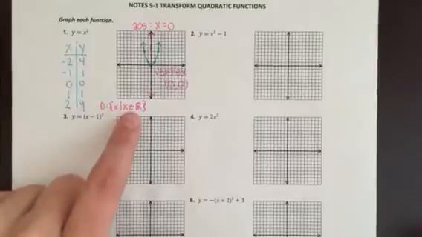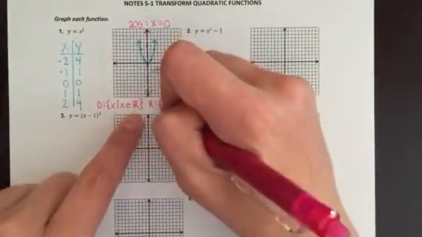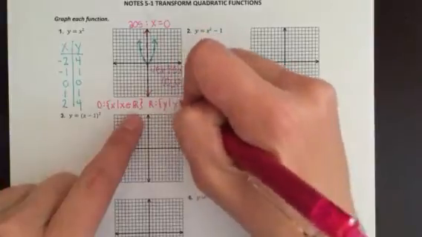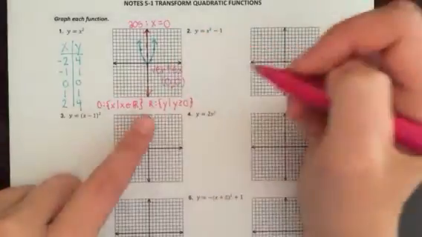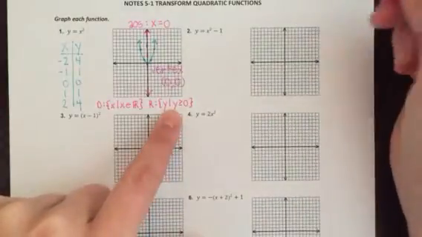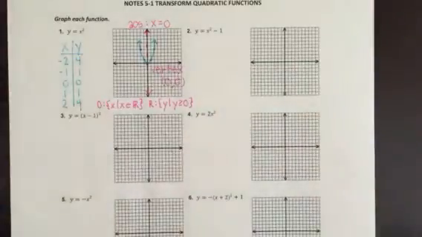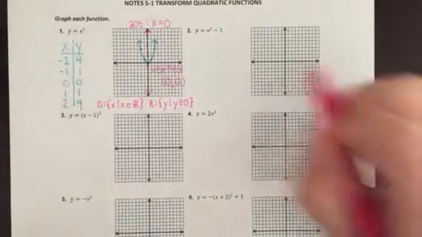Or for interval notation, you could do negative infinity to positive infinity. And the range is going to be y such that y is greater than or equal to 0. If you wanted to write it in interval notation, it would go from 0 to positive infinity. The 0 would have a bracket and the infinity would have a parenthesis.